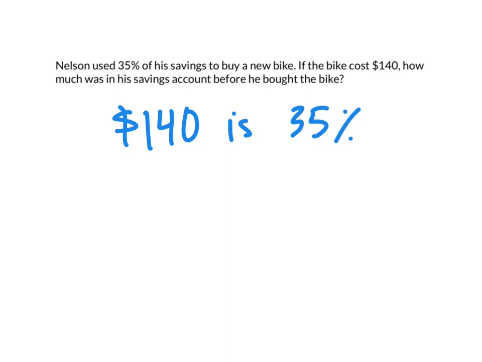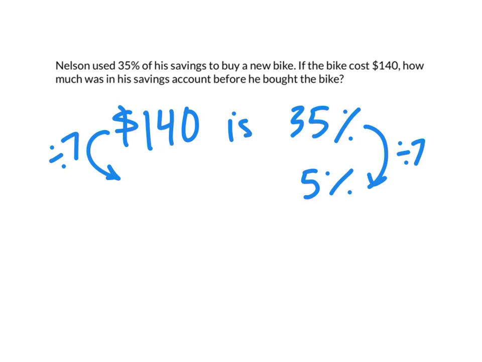So usually I try to get down to either 5% or 10%, sometimes 20%. In this case, I'm going to get to 5% because to get to 10%, it wouldn't be an easy scale factor. So to get to 5%, I'm noticing I'd have to divide by 7. So that means this has to divide by 7. Now 14 divided by 7 is 2. So 140 divided by 7 would be 20. So $20 is 5%.